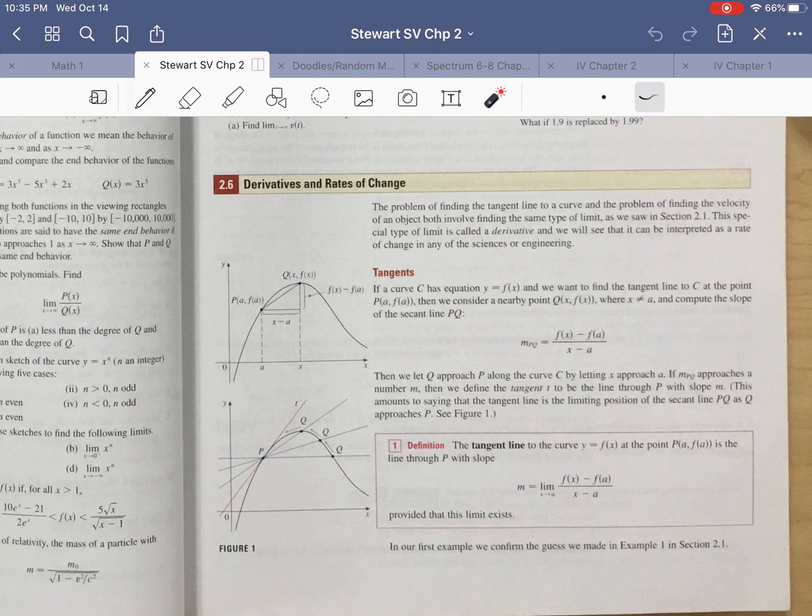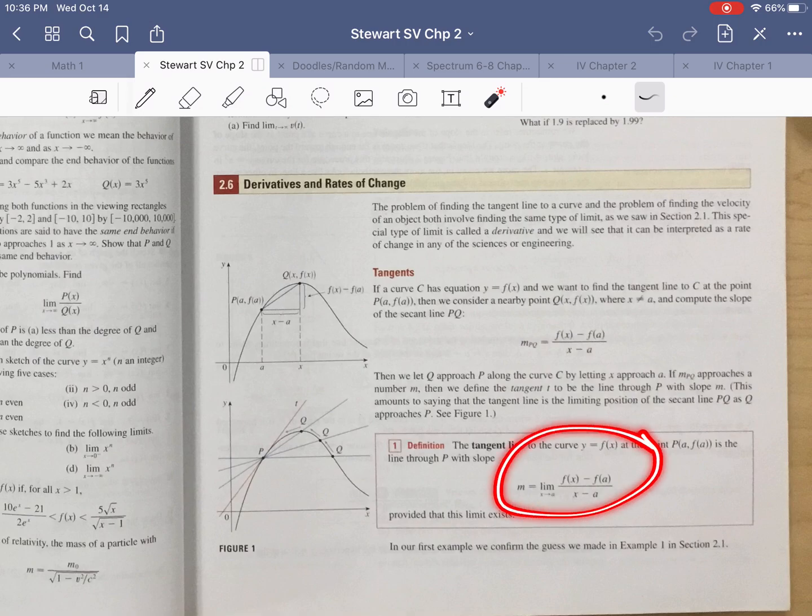So derivatives and rates of change. Generally speaking, a derivative tells you the slope of the tangent line, and the slope of the tangent line tells you an instantaneous rate of change. So this thing right here is the average rate of change as a function of x from a certain point, and what you're looking for is the actual value of the slope at a single point. In this diagram, you bring Q closer and closer to P, and you'll get closer and closer to the slope of the tangent line.